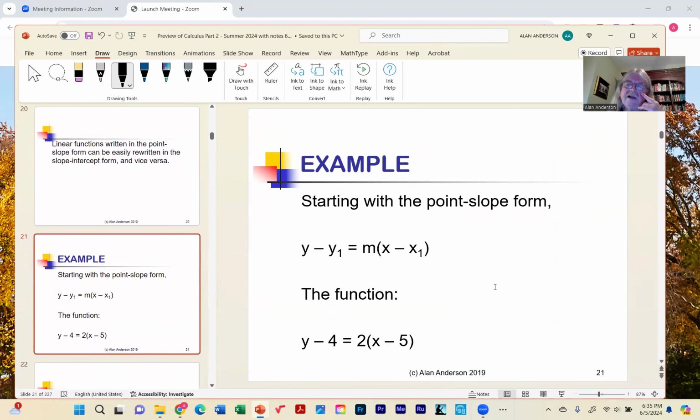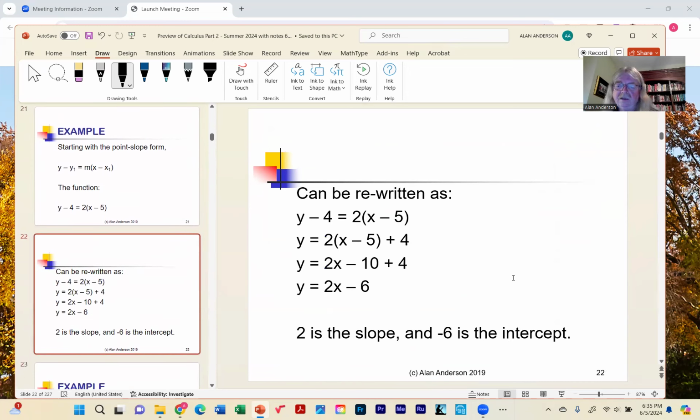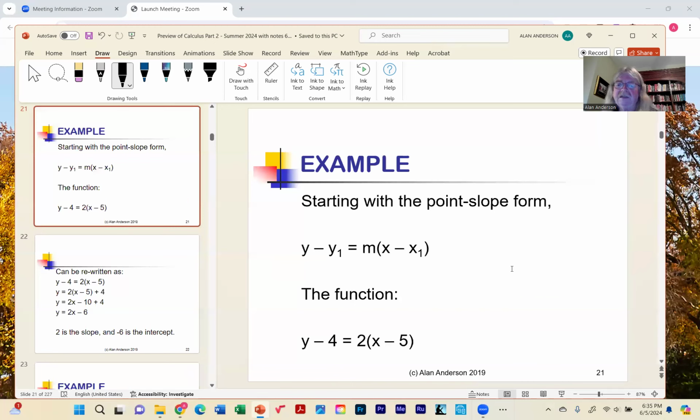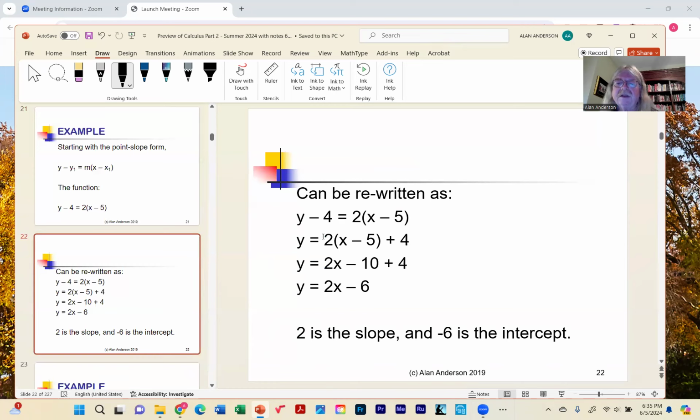So let's say we have this function. It's written in point slope form, y minus 4 equals 2 times x minus 5. So what we could do, if we would prefer to write in the traditional slope intercept form, is a little algebra. Okay, so we'll see on the next slide what we're doing. We're adding the 4 to both sides, multiplying this 2 by both x and -5. So we have 2x minus 10 plus 4, and this is the final result.